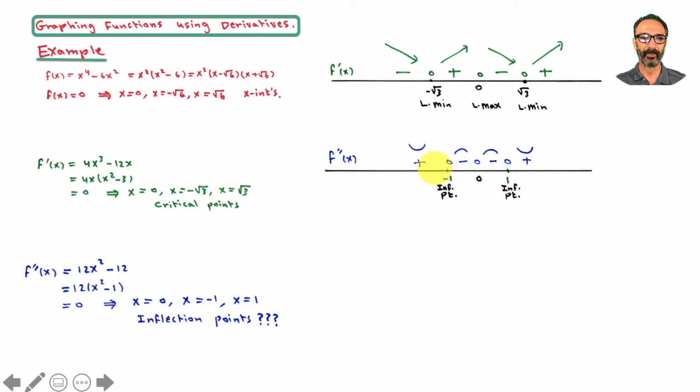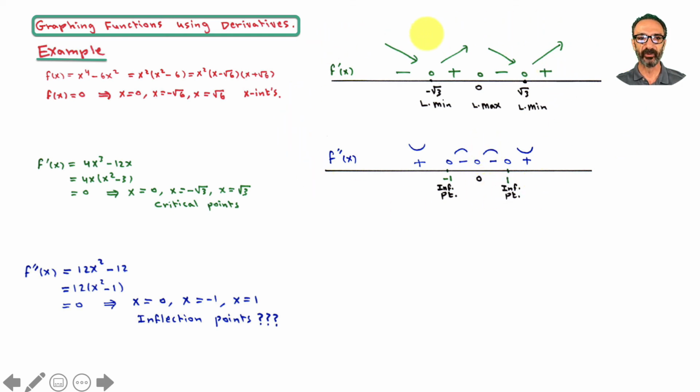Why? Concave up, because f double prime is positive to the left of -1. Concave down, then concave down again, and now concave up. When it changes concavity, we call it inflection point. Here it did not change, we don't call it inflection point.